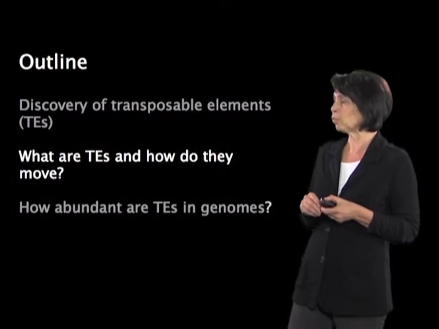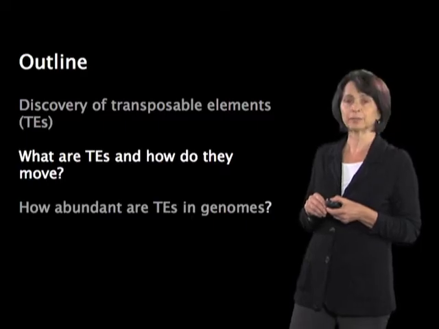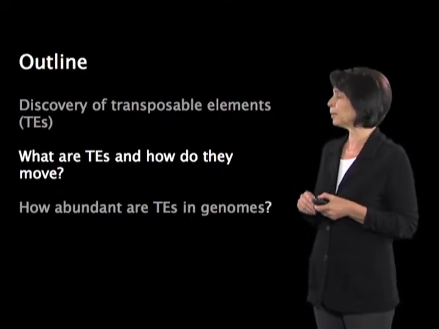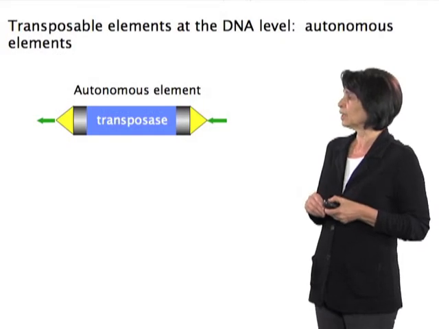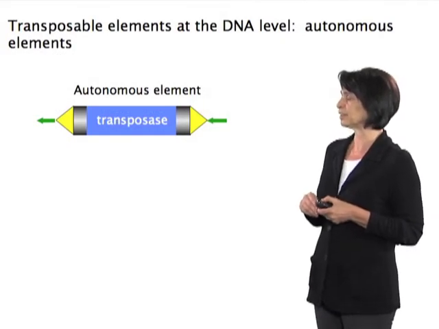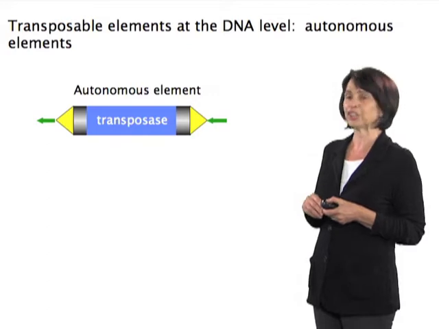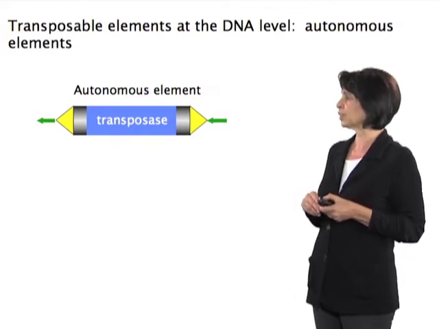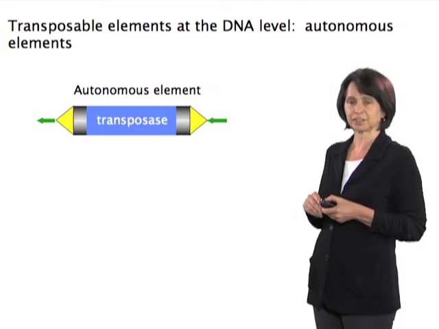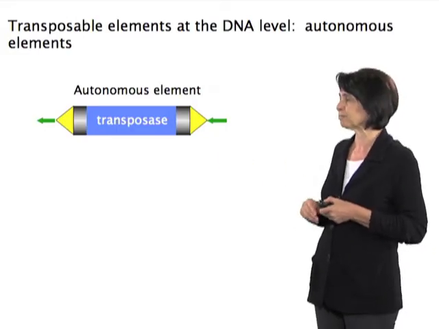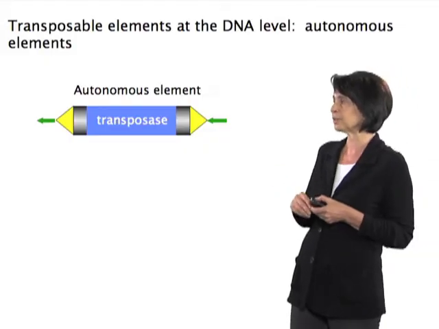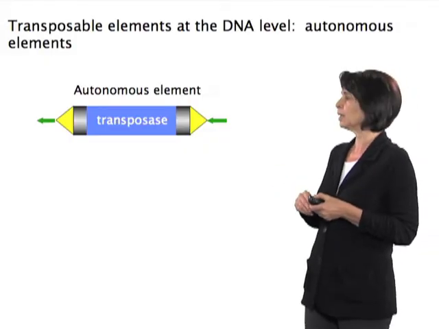So what I'm going to do now is tell you a little about how transposable elements move. So we're going to move from the genetics to the molecular biology. So here is a diagram of what a generic transposable element looks like. They're very simple genetic systems. This is a piece of DNA. It varies from a couple of hundred nucleotides to several thousand base pairs.